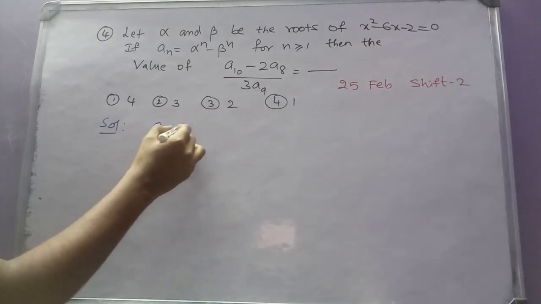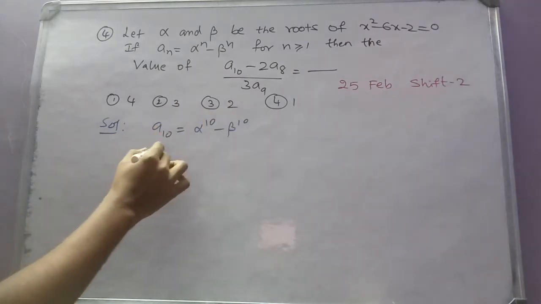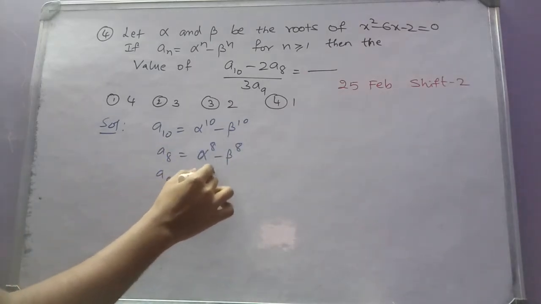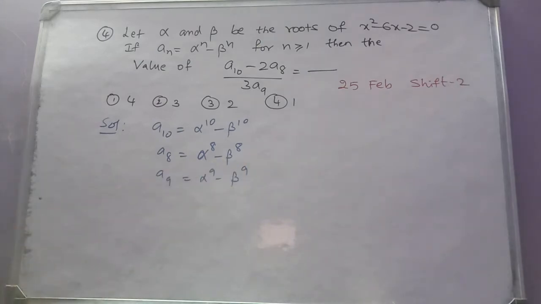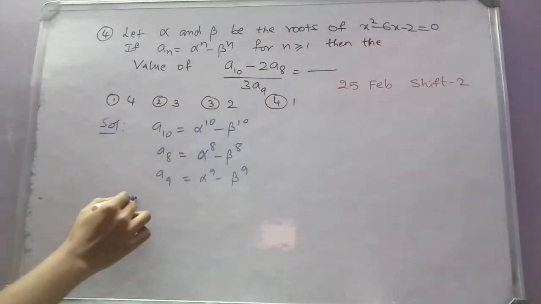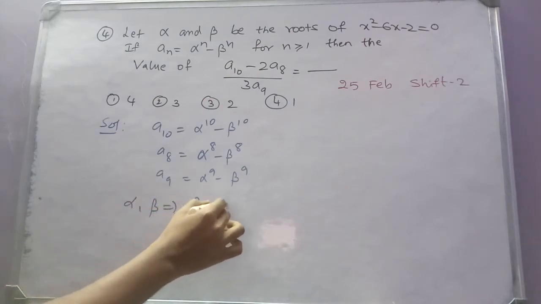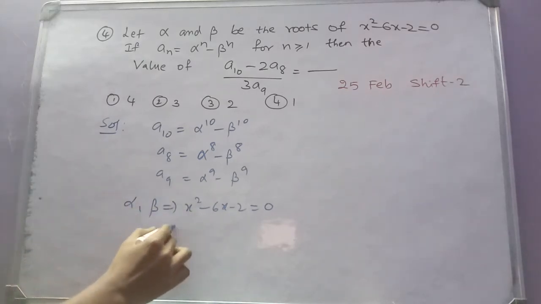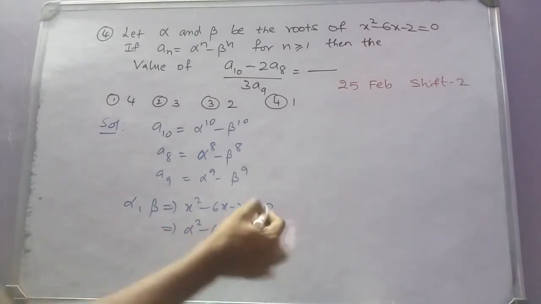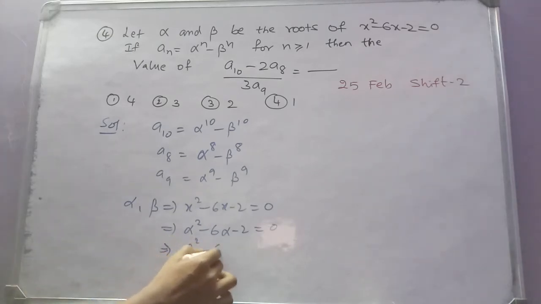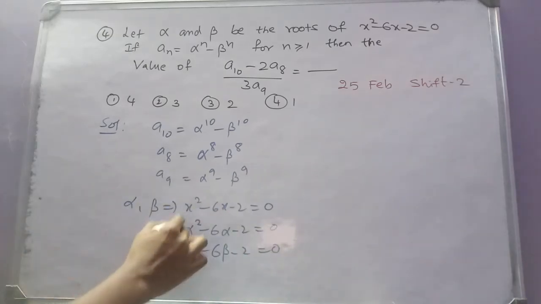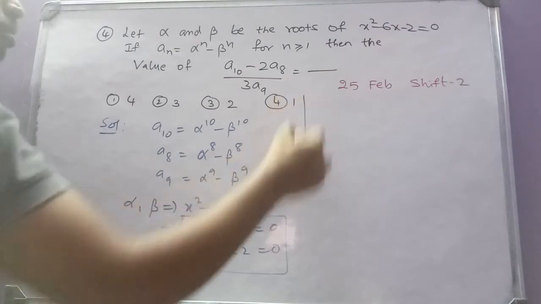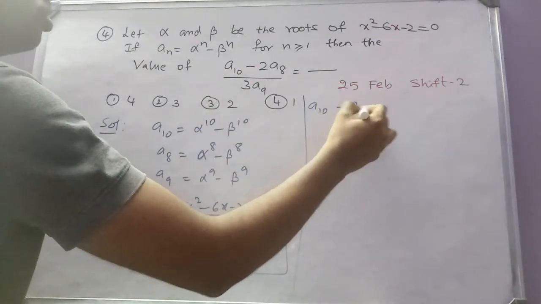A10 means alpha power 10 minus beta power 10, and A8 means alpha power 8 minus beta power 8, and A9 means alpha power 9 minus beta power 9. And moreover, let us come to this quadratic equation whose roots are alpha, beta. Since alpha, beta are the roots of this equation, they satisfy it, right? Which means I can write alpha square minus 6 alpha minus 2 equal to 0, and at the same time beta square minus 6 beta minus 2 equal to 0. So remember this. We have to think in every possible way while solving a problem, but it is an easier problem.